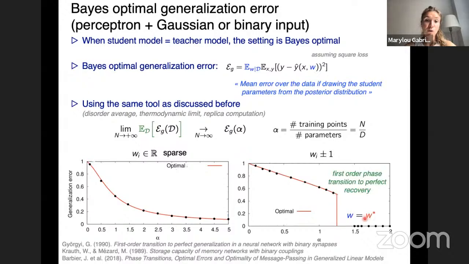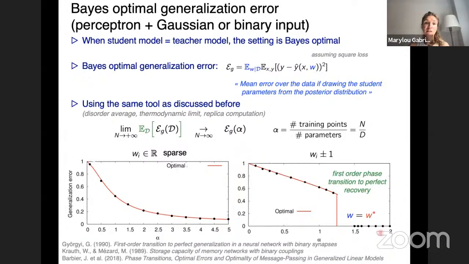And that's what we would call again in statistical physics a first order phase transition, where we have this discontinuity to perfect recovery. And precisely what's going on when you have a zero generalization error in this matched student and teacher scenario is that the weights of the student are going to be equal to the weights of the teacher. So that's what can go at best, given the information we have, given the size of the training set.